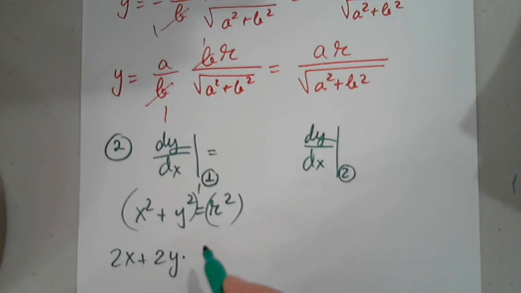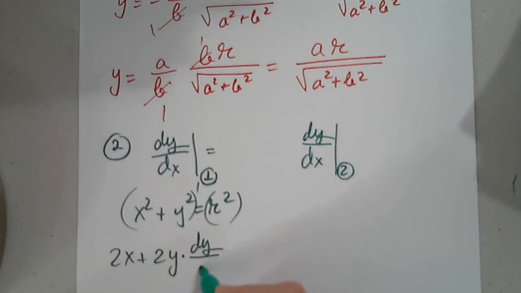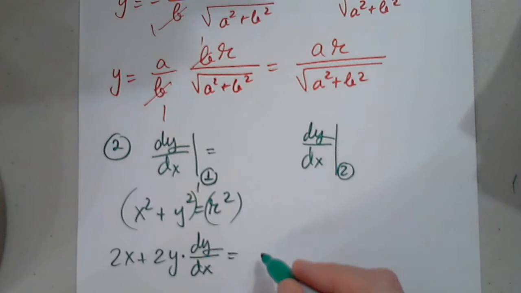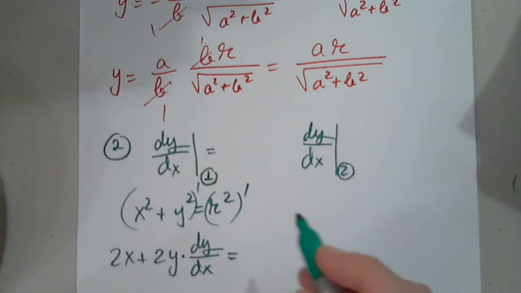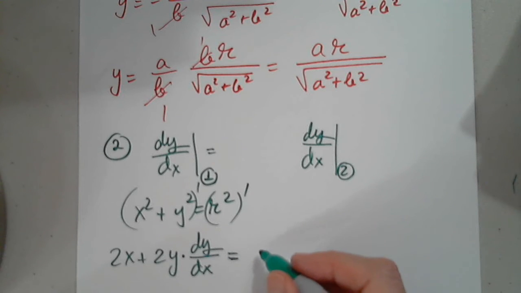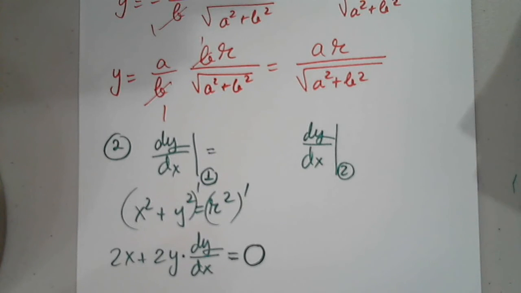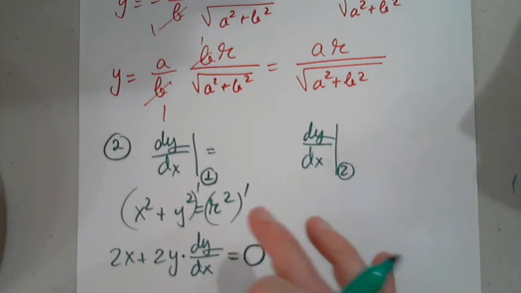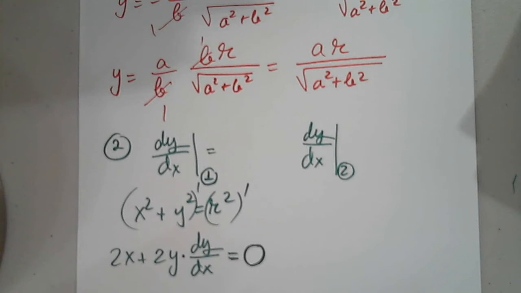2y over dx times dy of dx. And the right-hand side? We're taking the derivative of r squared, right? Oh, yes. I'm sorry. Yes. Who cares? It's a constant. We're only talking about x and y. R is just any number.